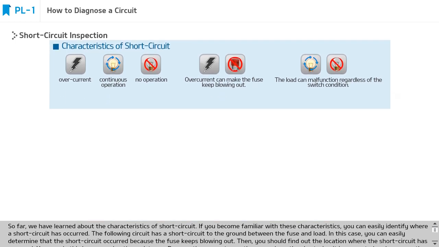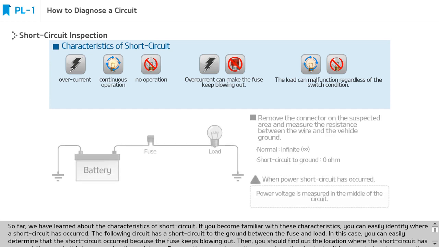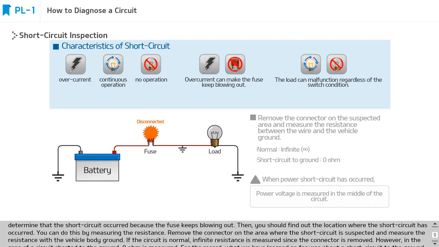So far, we have learned about the characteristics of short circuit. If you become familiar with these characteristics, you can easily identify where a short circuit has occurred. The following circuit has a short circuit to the ground between the fuse and load. In this case, you can easily determine that the short circuit occurred because the fuse keeps blowing out. Then, you should find out the location where the short circuit has occurred.